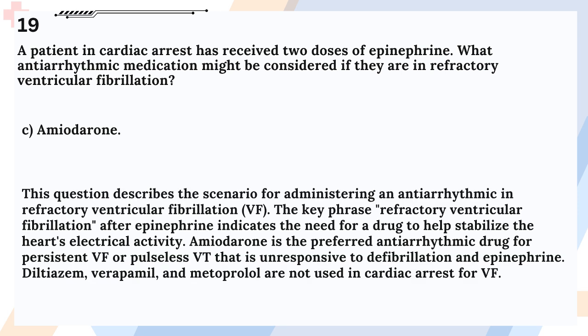Answer: C. Amiodarone. This question describes the scenario for administering an antiarrhythmic in refractory ventricular fibrillation, VF. The key phrase refractory ventricular fibrillation after epinephrine indicates the need for a drug to help stabilize the heart's electrical activity. Amiodarone is the preferred antiarrhythmic drug for persistent VF or pulseless VT that is unresponsive to defibrillation and epinephrine. Diltiazem, verapamil, and metoprolol are not used in cardiac arrest for VF.